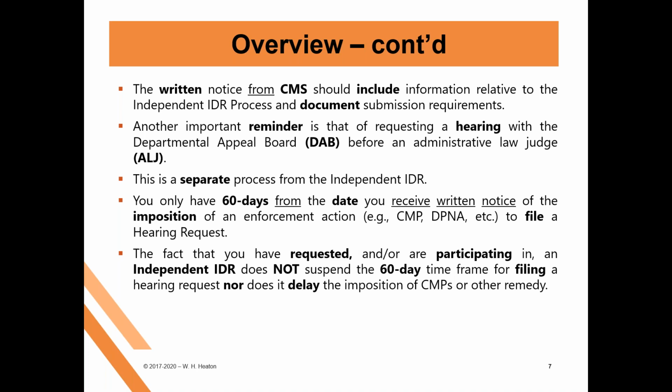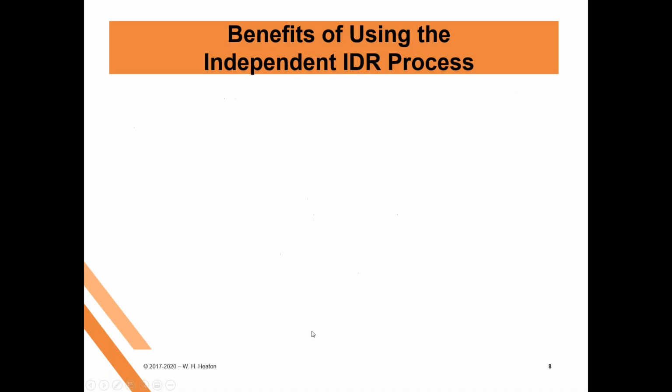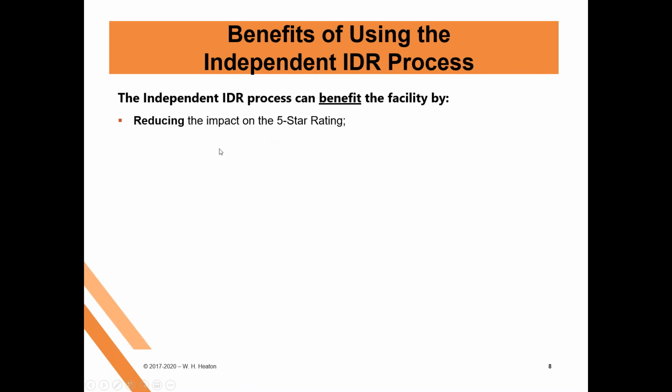The facility applied for an appeal. The departmental appeals judge denied the request because it was later than the 60 days, and you can't use the fact that you are in an IDR or an independent IDR. That does not suspend the time frame. So that's very important. But let's look at the benefits of using an independent IDR.